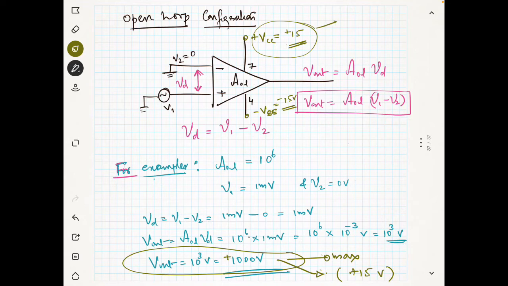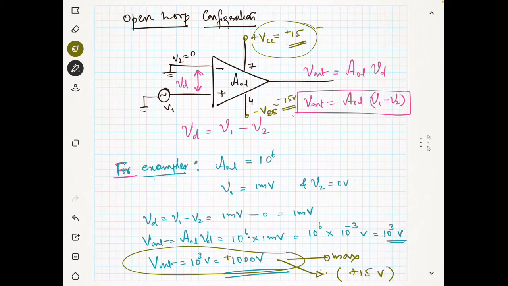You see here, this is a saturation point for the transistors. One of the transistors will be saturating and another will be moving into cutoff. If one is saturating, its output voltage becomes 0, and if one is moving to cutoff, its voltage becomes maximum, plus 15 or minus 15. So you see here the op-amp is moving to its maximum.